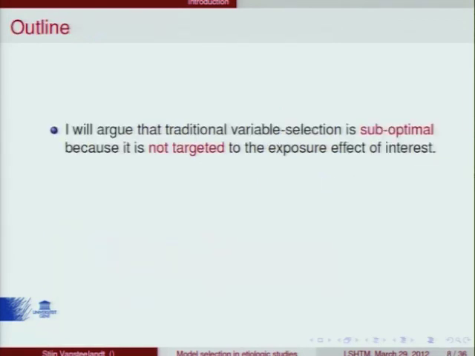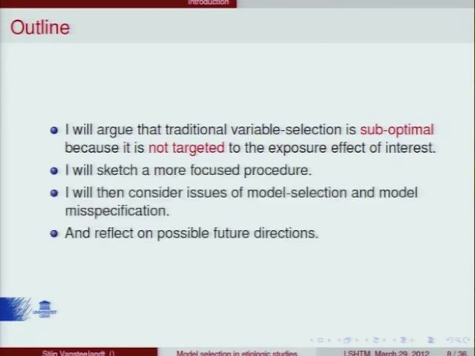So I'll reflect a bit on this, and I'll basically argue that there are drawbacks to the traditional variable selection procedures, in my opinion, because they don't sufficiently target the effect that we want to obtain or estimate. I'll sketch a procedure which is a bit more focused, and which I really don't see as the final endpoint, but only as a first step. And if time allows, and it's unlikely that this will be the case, I might talk a little bit about model misspecification.